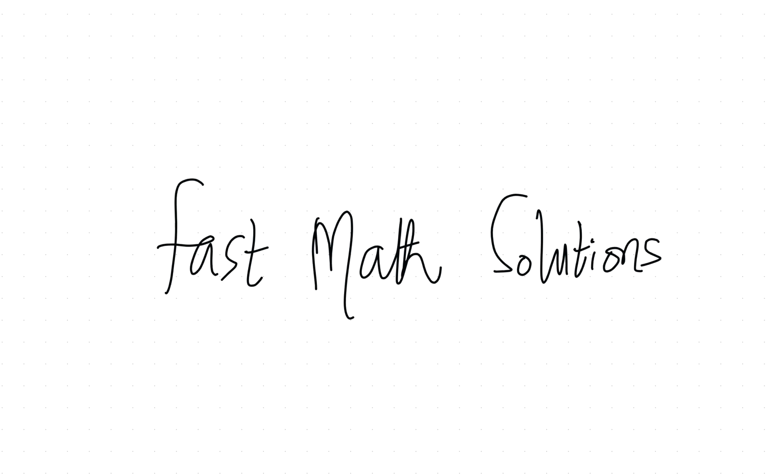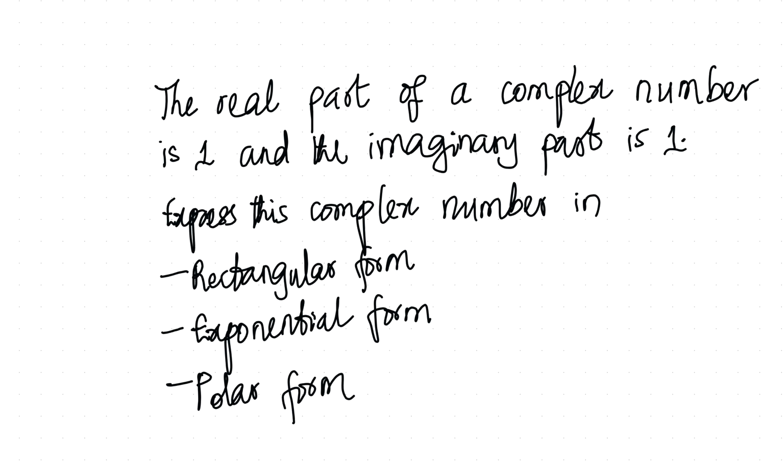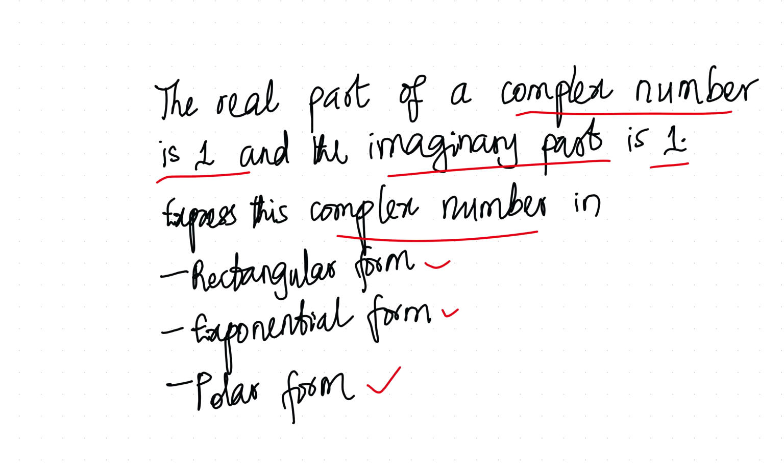In this video, we'll be looking at this problem. The real part of a complex number is 1, and the imaginary part is also 1. Express this complex number in rectangular form, exponential form, and polar form. These are 3 forms in which complex numbers can be represented. So let's dive into it.